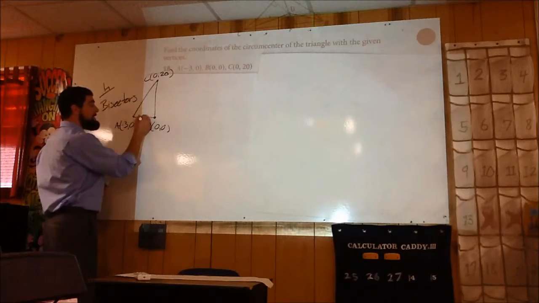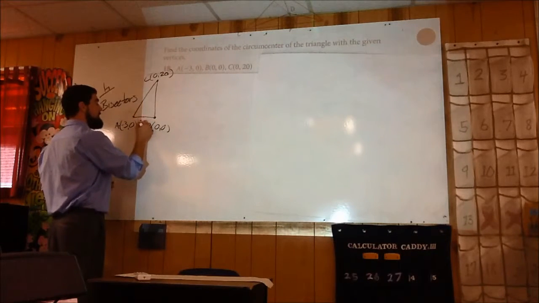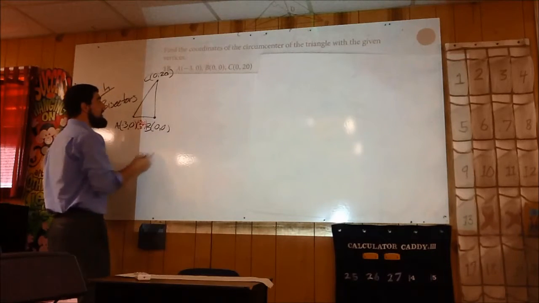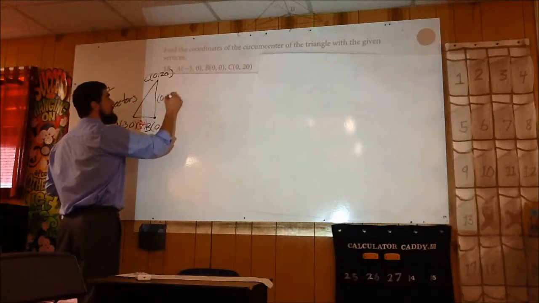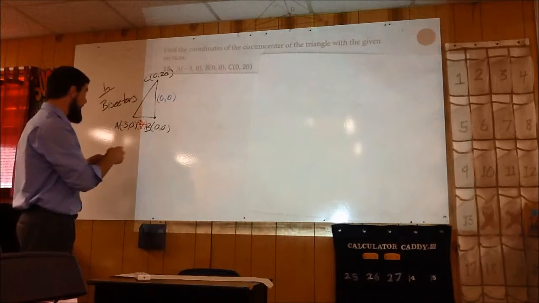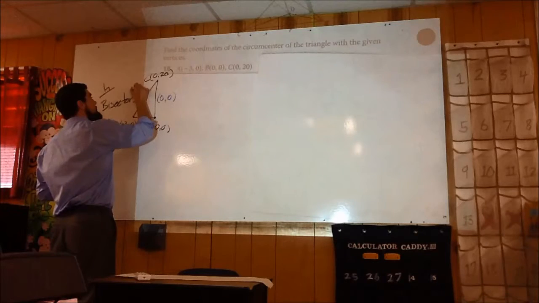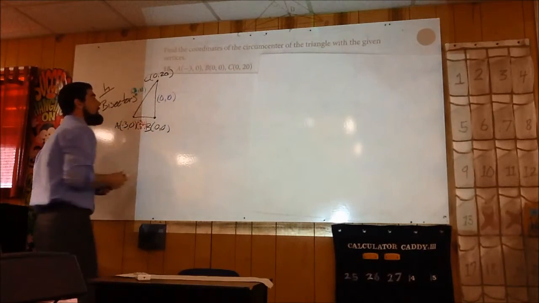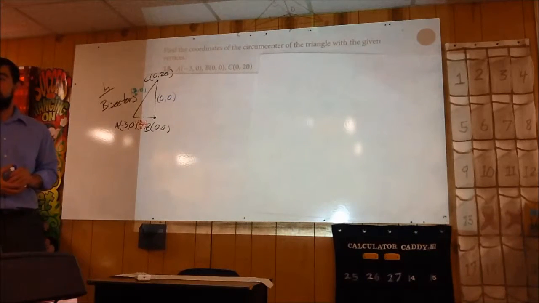So the midpoint of segment AB is going to be -3/2, 0. Just taking averages. -3/2, 0. The midpoint of segment CB is going to be 0, 10. And then the midpoint of segment AC is going to be -3/2, 10. -3/2, 10. Does everyone agree with these values for midpoint?